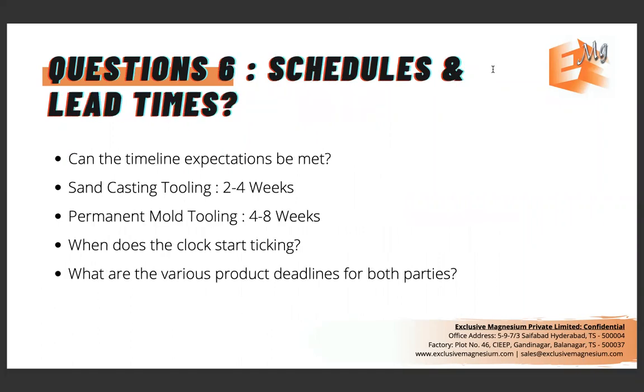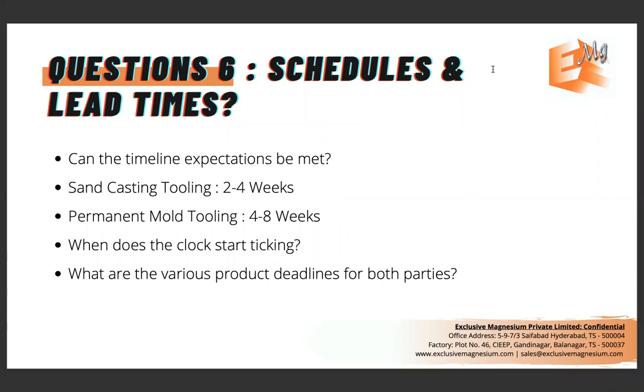Schedules and lead time. Every product has its timelines, and that has to be shared with the manufacturer, and they also have to be on the same page. Another thing that you should always look for is tooling. Even for sand tooling, anywhere between 2 to 4 weeks, and sometimes even 6 weeks. It's a very complicated component, and even 6 weeks it might take for sandcast tooling. And for permanent mold, you should anticipate anywhere between 4 to 8 weeks for the tooling to be made. So that has to be blended into your product schedule as well.